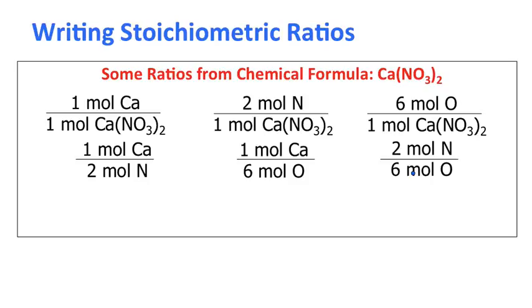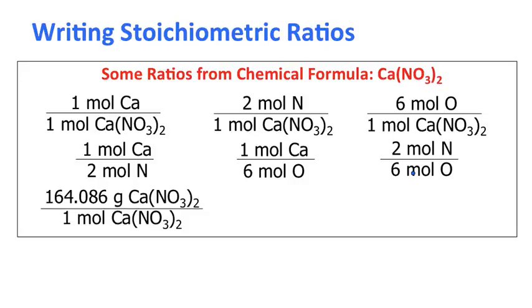We can also look at the periodic table and determine the molar mass of calcium nitrate. In order to do that, we would need to add together the atomic masses of all the atoms that would be needed. If we do that calculation, we find that we have 164.086 grams of calcium nitrate in a sample that contains 1 mole of calcium nitrate. I'll show you this calculation later in another problem.